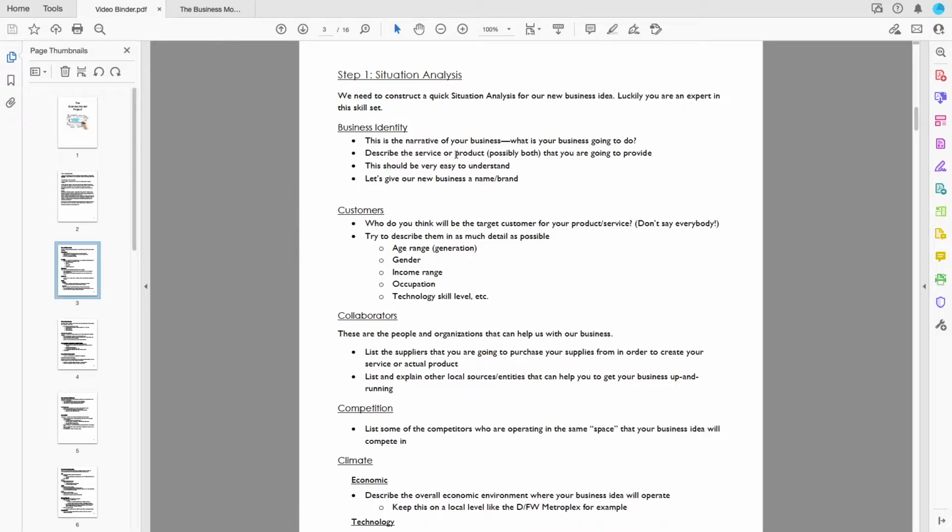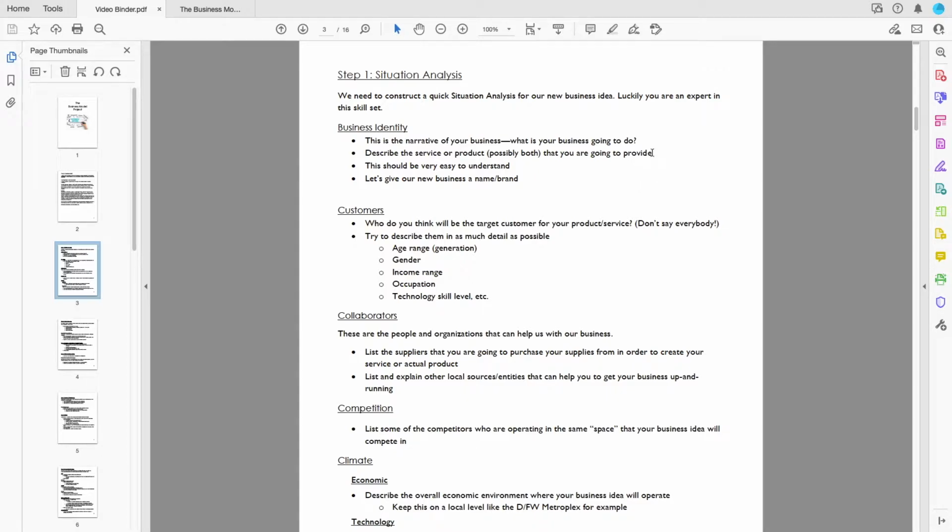This is my business. This is my product or service, possibly both, that I'm going to provide. This is to be very easy to understand, because this is part of your elevator speech to someone who might be interested in buying a product or using your service. Let's give our business a name and a brand. Even if you have to use your name in there, we're going to give that branding right in the business identity. So make a short paragraph there, very easy to understand.